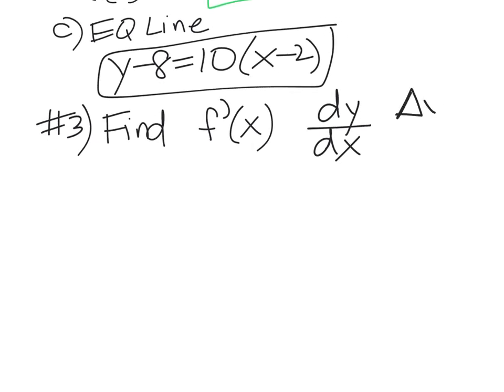The change in y over the change in x. If you're in physics, you know that. This is what this is. What are we trying to find today? The slope of the tangent line. What is the slope? It's the rate of change. It's miles per hour. It's how many cookies per second you can eat. It's a rate.